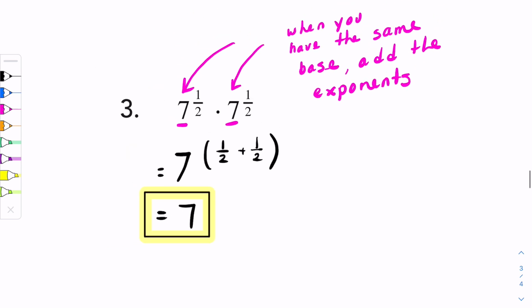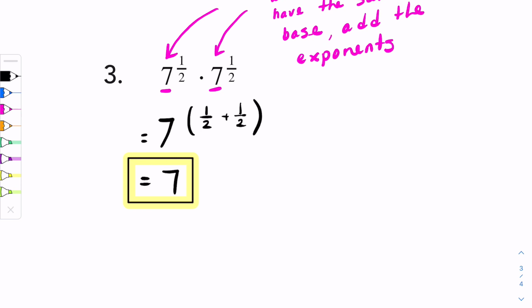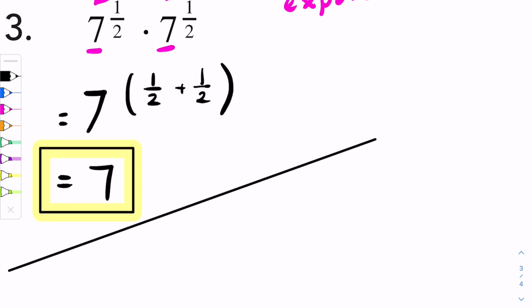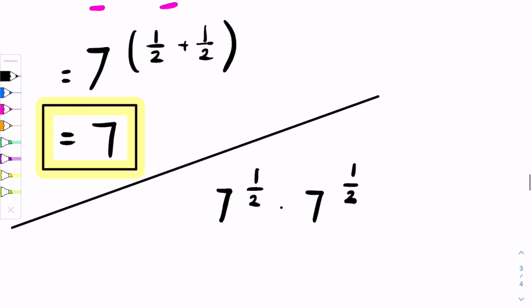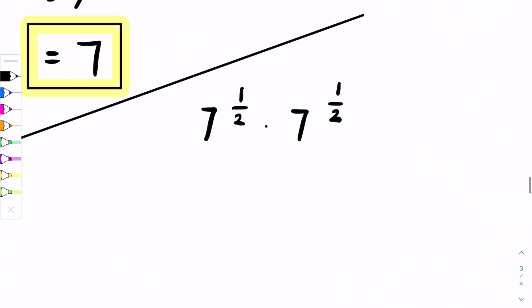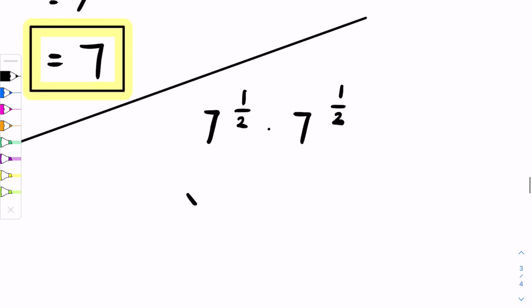Okay, say you didn't get that rule. Say you just totally started this problem by using the method of converting to square roots. So if that was the case, we'd have 7 to the power of 1/2 times 7 to the power of 1/2. And hopefully you would change this to the square root of 7 raised to the power of 1, because the denominator is 2, so the index is 2, times the square root of 7.